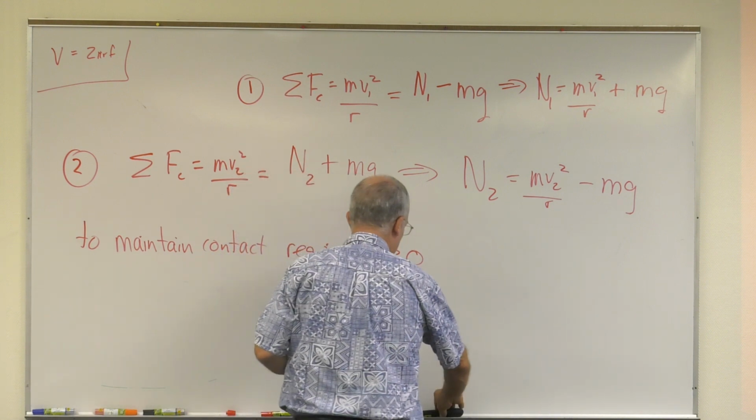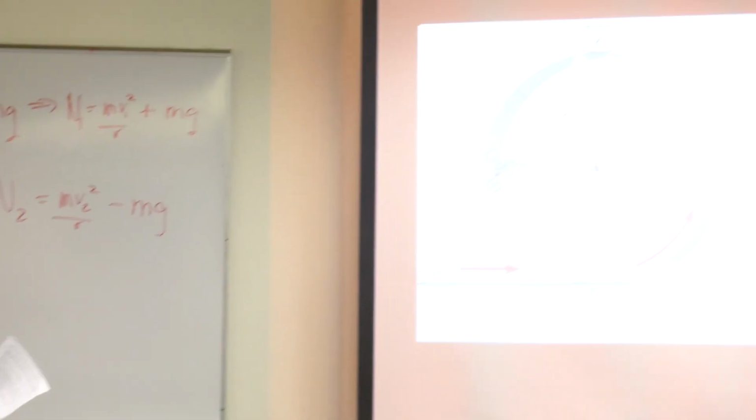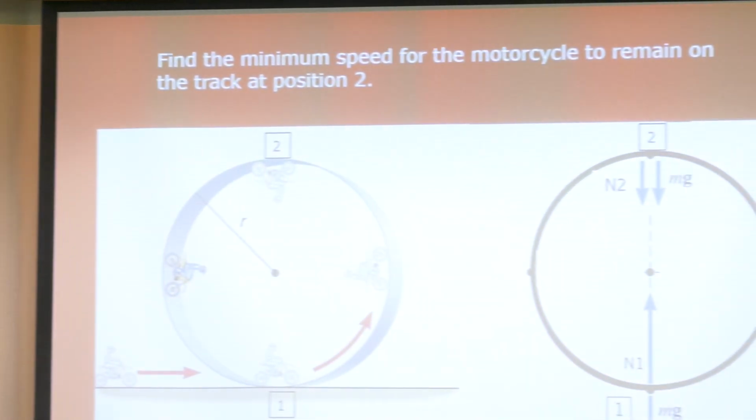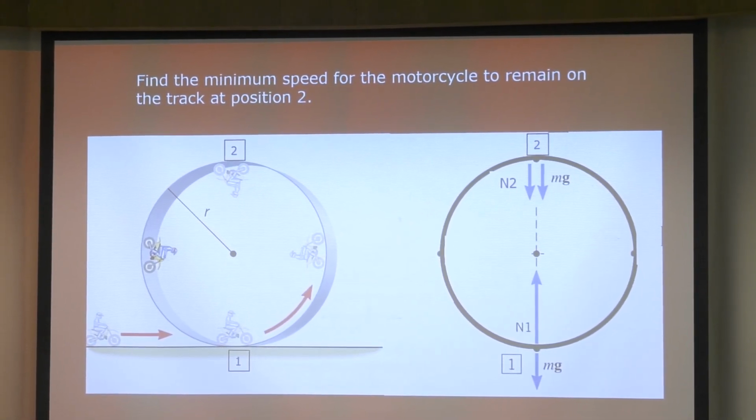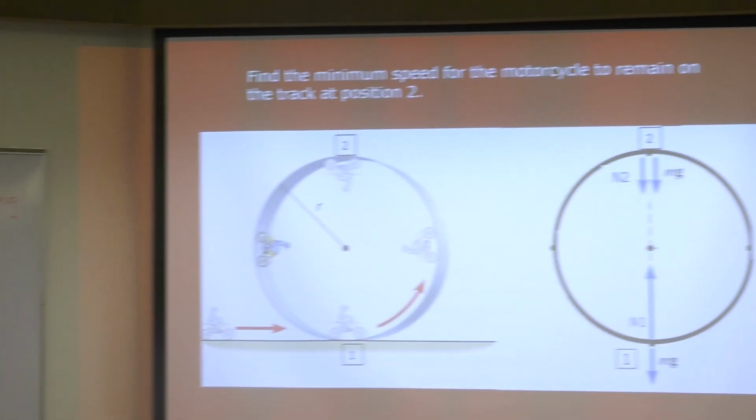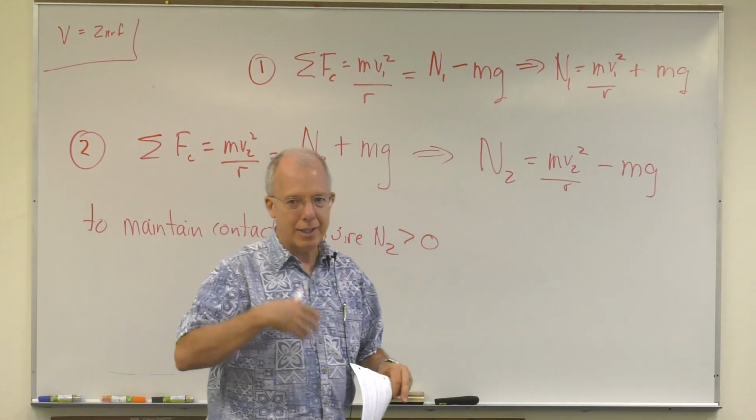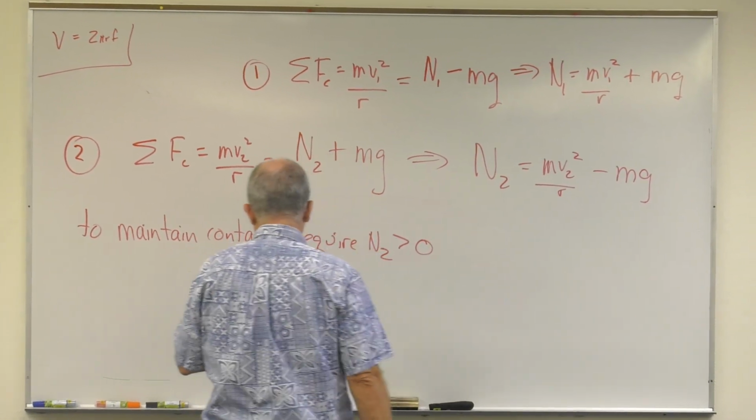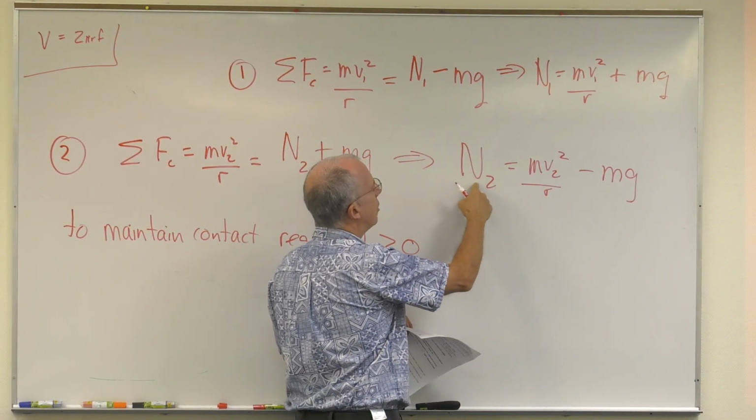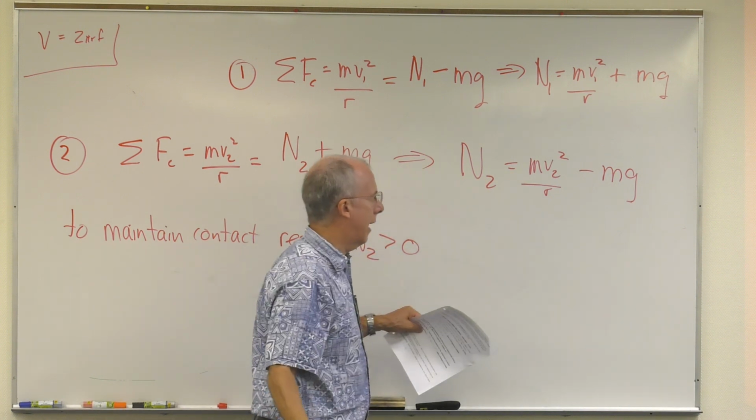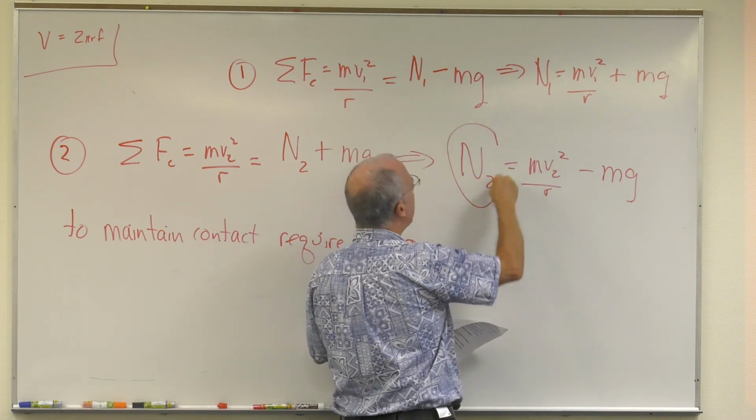So let's do this. Find the minimum speed for the motorcycle and Evel Knievel to remain on the track at position 2. The minimum speed. So this is what we're getting paid to figure out, because we're the consultant. The minimum speed is going to be when N2 is just barely greater than 0. Of course, we're going to tell them to go faster than that. But anyway, if N2 is 0, then he just lost contact, right?